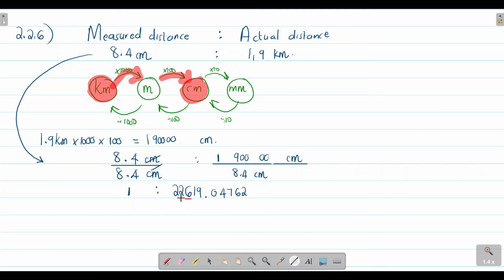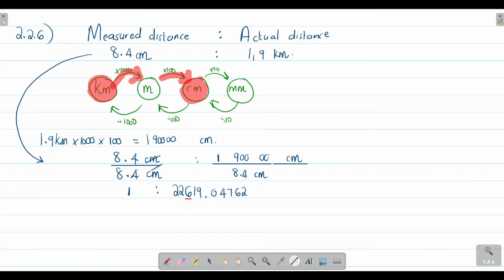Okay, so we've got 22,619. If you want to round off to the nearest thousand, that means we want to change the value of the two. And what will help us determine whether that two needs to be a three or whether it needs to stay as two is the value of the six. Because remember, when you're talking about place value, the nine takes the place value of the ones, the one takes the place value of the tens, and the six takes the place value of the hundreds.